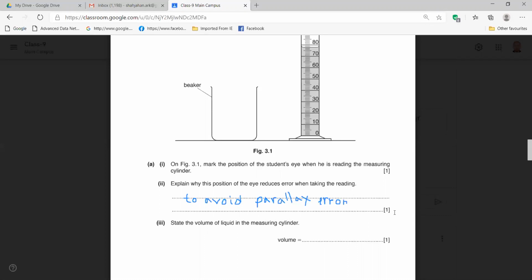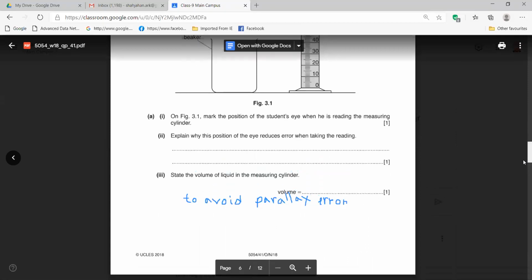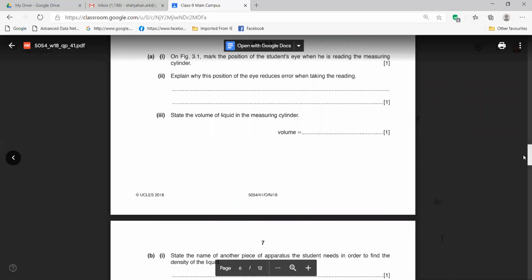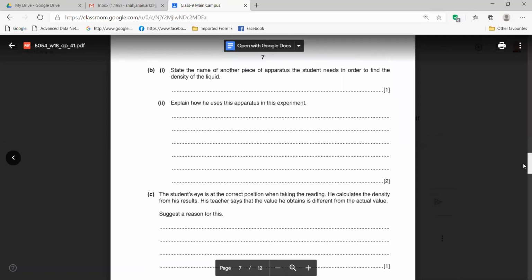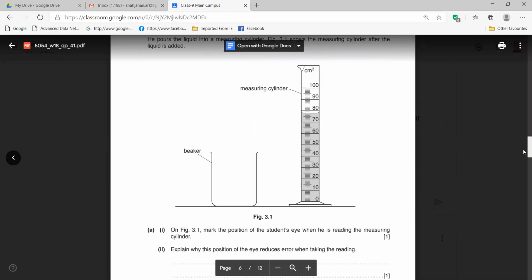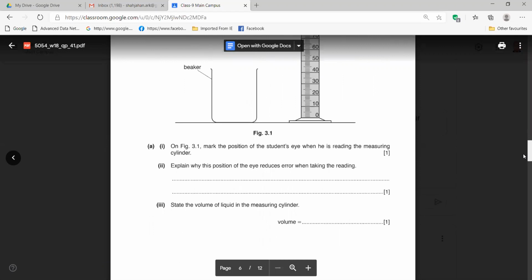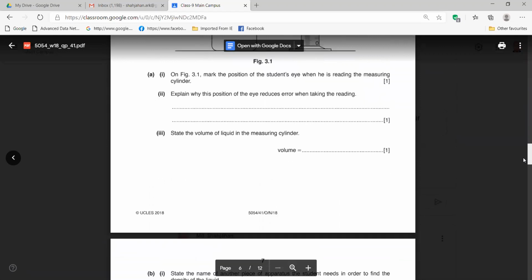Mohammad Saad. Yes, sir. The question number three. State the volume of liquid in the measuring cylinder. 78 centimeter cube. Yes, you have to write the unit as well. 78 centimeter cube. Please note it down in your copy. Now we are going to part B. Sir, Mohammad, can you show me the measuring cylinder once? Sure. Thank you very much. Okay. Now part B, continue.